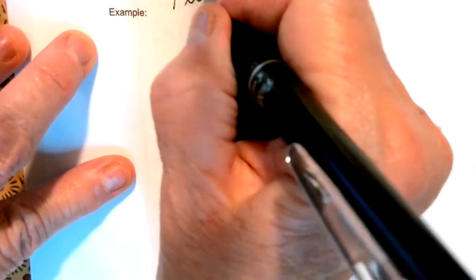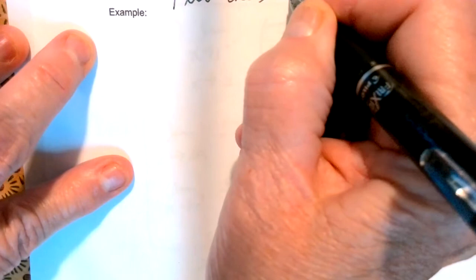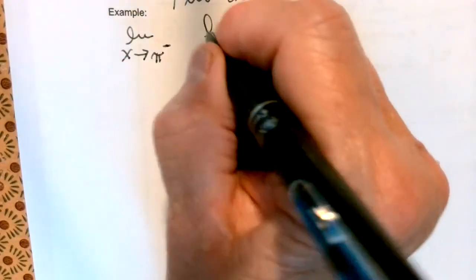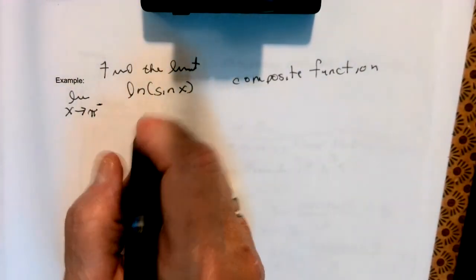And so here's an example. We want to find the limit as x goes to pi from numbers less than pi of the natural log of sine x. So we definitely have a composite. And so what we're going to have to do is do like we did before. We're going to have to start out by looking at the inside. So start with the inside.